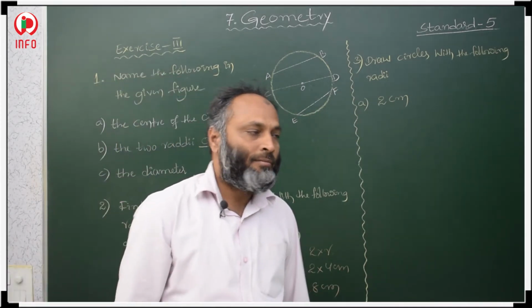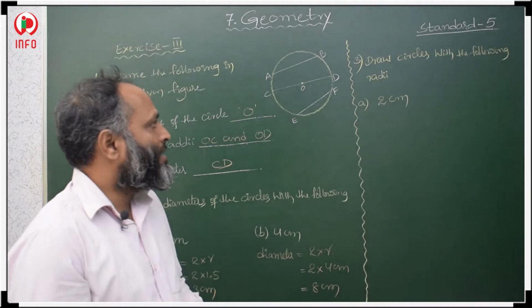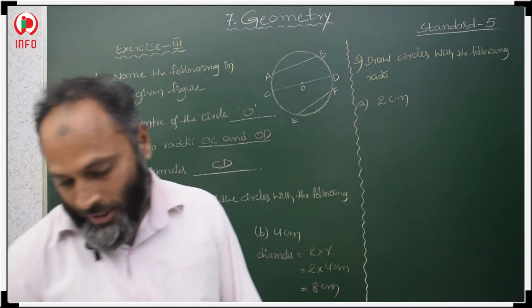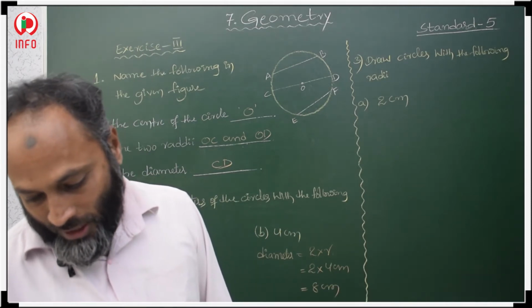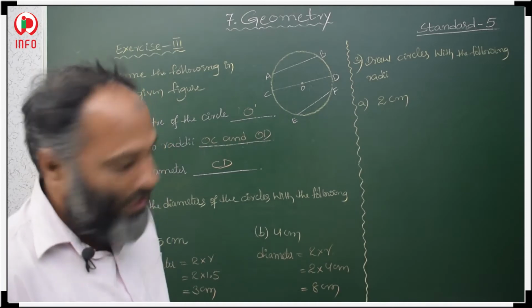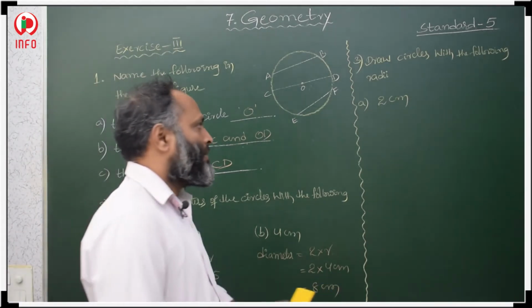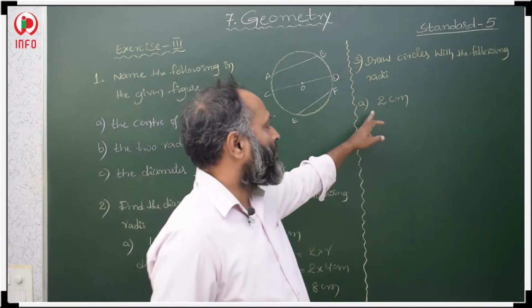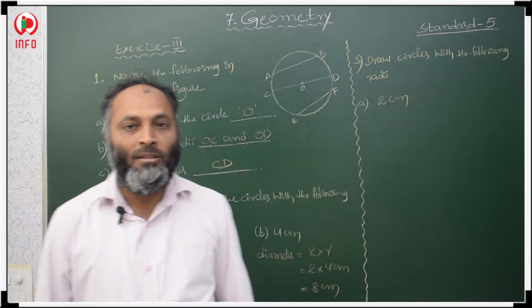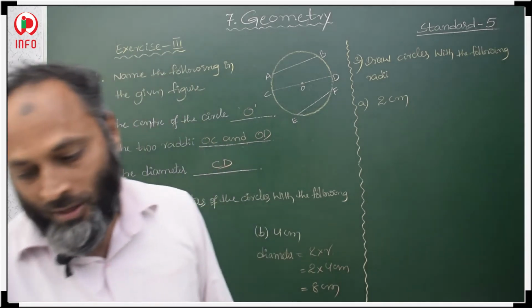Okay. Now, draw a circle with the following radii. Here two radii are given. One is 1.5 and the other one is 4 centimeters. Then we have one is 2 centimeters and the other one is 3.2 centimeters. For these two, I am showing how to construct a circle, and the other question you do as your assignment.